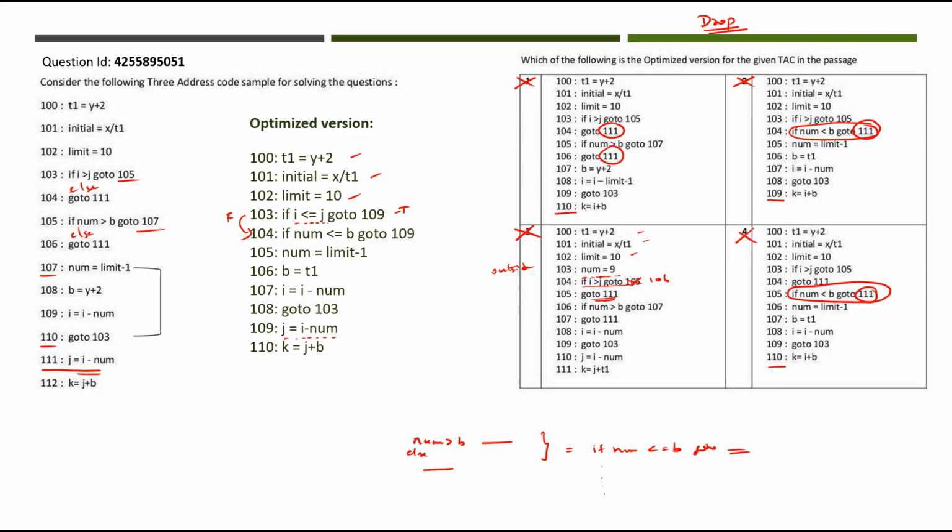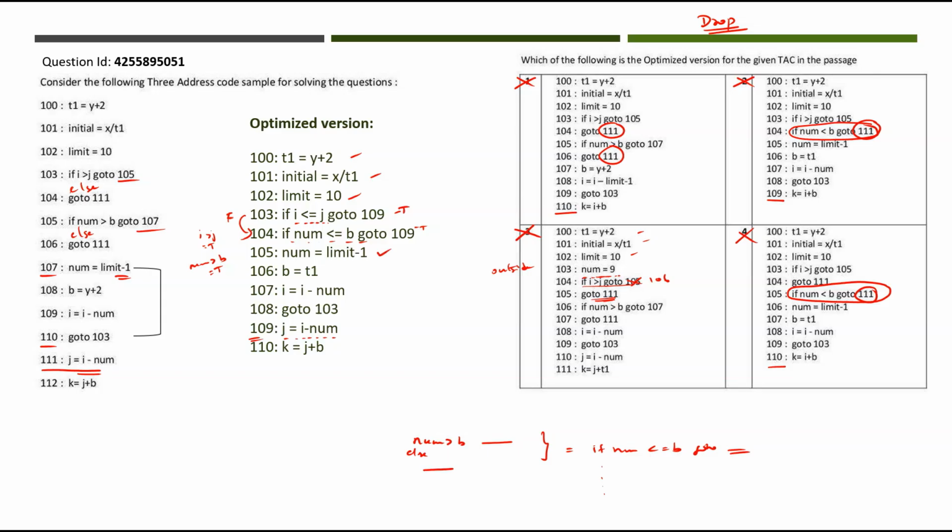If false means the condition I greater than j will be equal to true and it goes to check the next condition. Now see, if num is less than or equal to b, go to 109. So when this condition becomes true, it will again go to 109 line. But when this becomes false, we can understand num greater than b will become true and it will enter the body of the loop. So the body of the loop will be num is equal to limit minus 1.